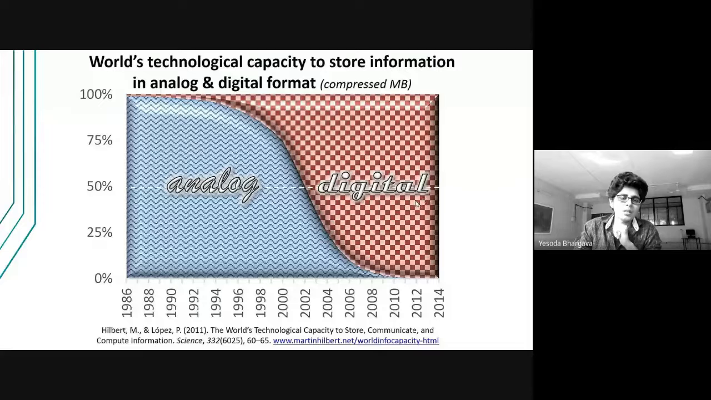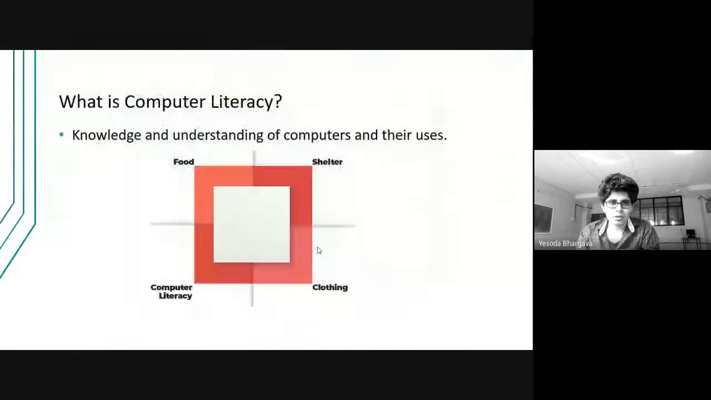So when we look at the world's technological physical capacity to store information in analog and digital format, earlier most of the information was stored in an analog way, and as the digital revolution started off, analog started tapering off, and digital started to take off. So this plot, which was proposed in 2011 by the researchers, just shows the capacity to store information in analog and digital format, and over the period of time, our world has become digitalized, and hence the name digital revolution.